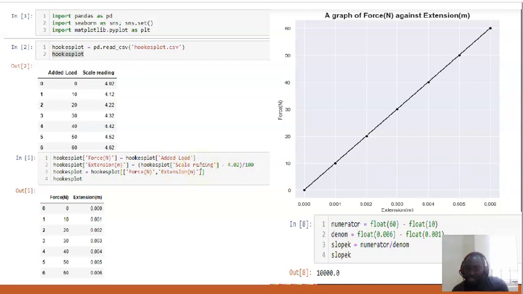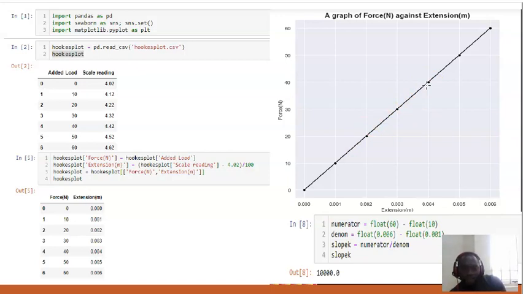This is in centimeters, so I have to divide by 100 to convert it to meters. That's what I've done, and that's why you have this table here of force against extension. So you have 0, 10, 20, 30 to 60 for the force, and 0, 0.001, 0.002 to 0.006 as the extension. Of course, the next thing to do is to plot the graph.